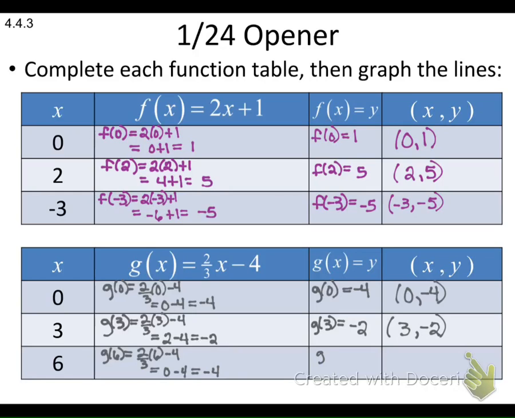Function of 6 equals... And your ordered pair. 6. What's your output, your y value? I just didn't hear you. You might have said it. Yeah, negative 4. Okay. Good.